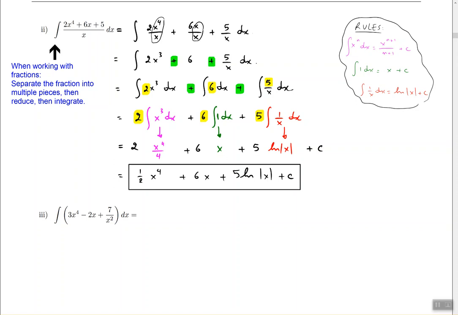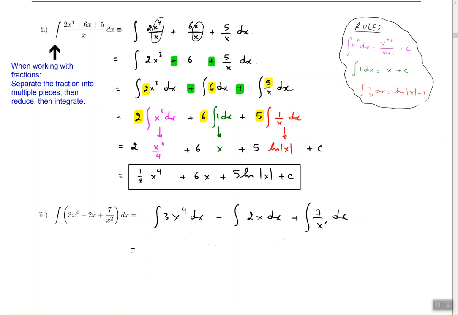Let's take a look at this new integral that says 3x to the power 4 minus 2x plus 7 over x squared. So again, as usual, we can separate the integral into multiple pieces. So we're going to do the 3x^4 by itself into its own integral, the negative 2x by itself into its own integral, and finally the 7 over x squared, again by itself, into its own integral. Next, what we're going to do is pull the constants out.